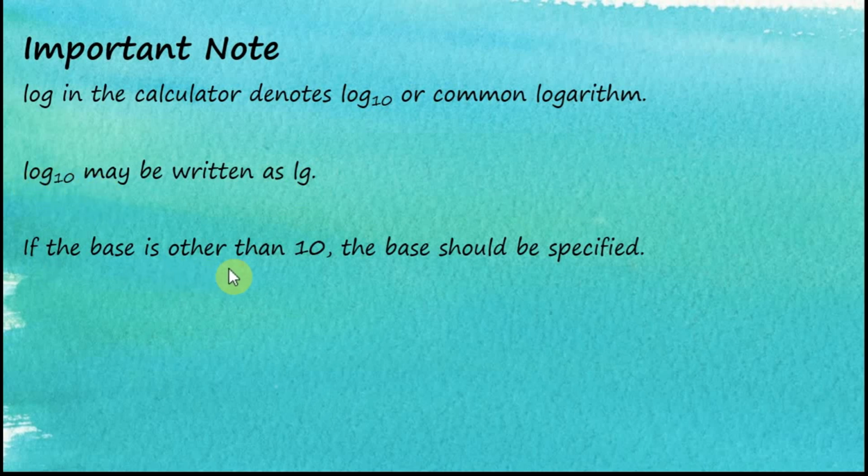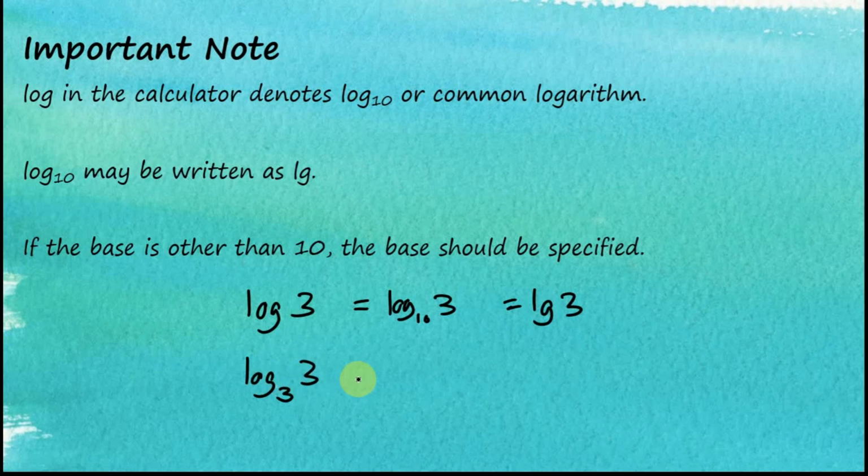And if the base is other than 10, then the base should be specified. So for example, if we write log 3, this indicates log base 10 of 3, or we can write this as lg 3. If the base is not 10, then you have to state the base. So let's say the base is 3, then you have to indicate the 3 here: log base 3 of 3. If it's not written, then we assume that the base is 10.